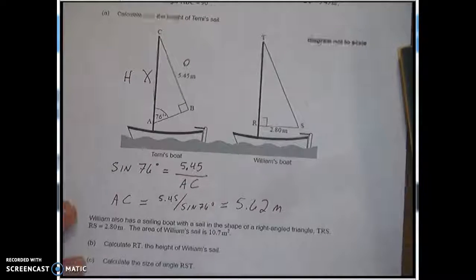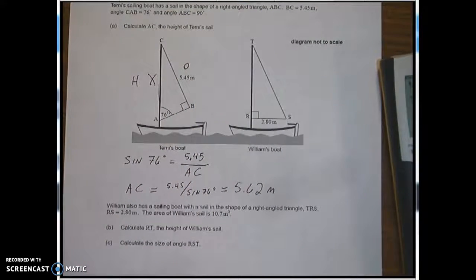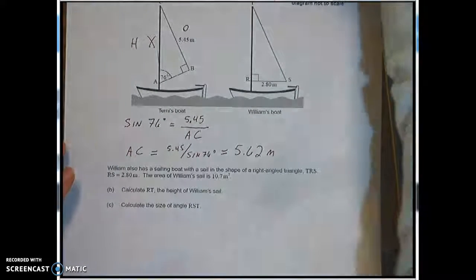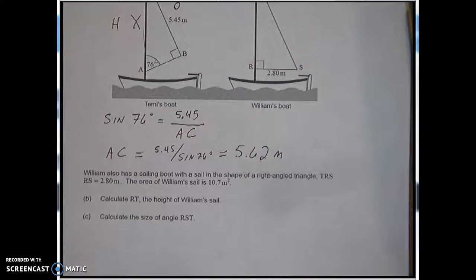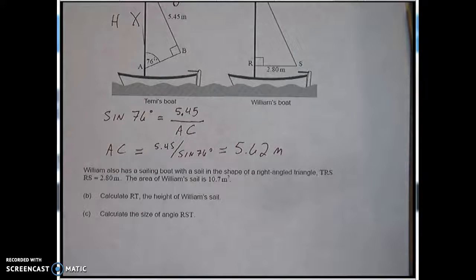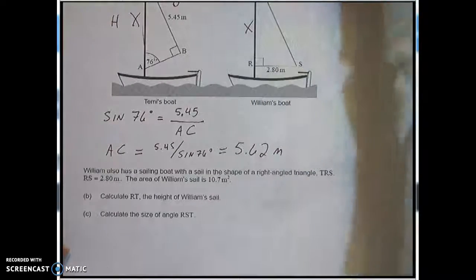Part B says, okay, we've got another sailing boat, and it's in the shape of a right triangle as well. This time the triangle is TRS, where side RS is 2.8, and the area of the triangle is 10.7 meters squared. We're supposed to calculate RT, the height.